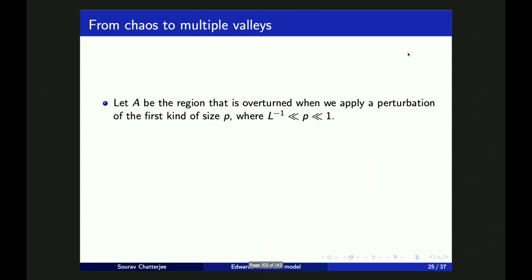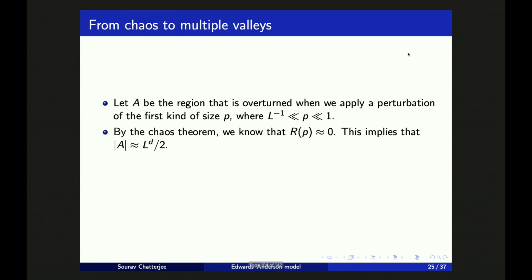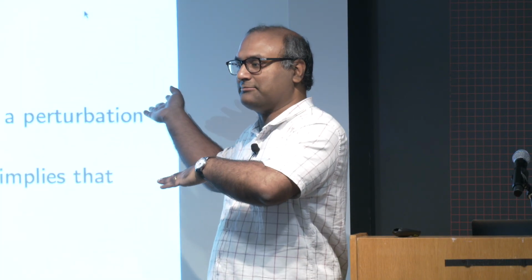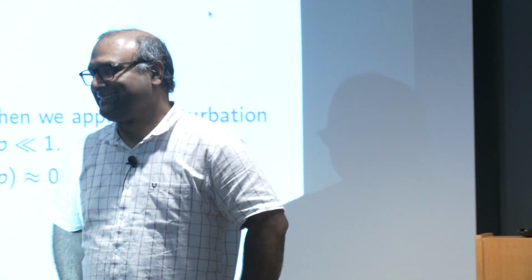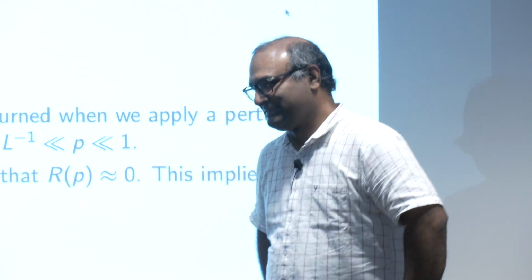So this gives you chaos. I don't have time to go into the multiple valleys, but basically, how do you find these exceptional regions? You apply a little perturbation, you look at the region which has flipped, and that's your exceptional region for the original system. Okay, I'll stop.